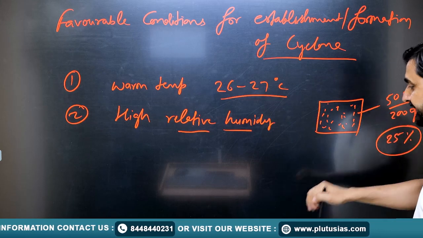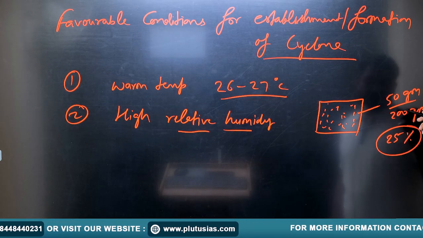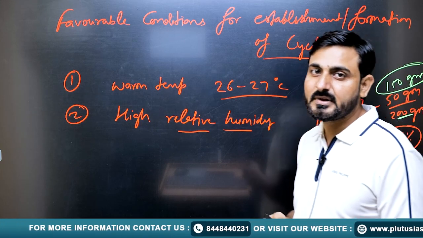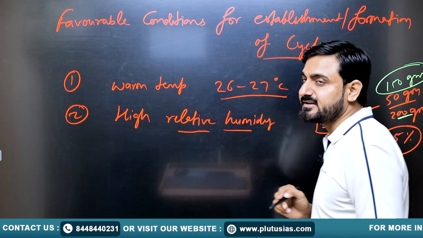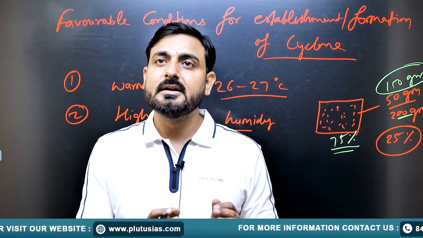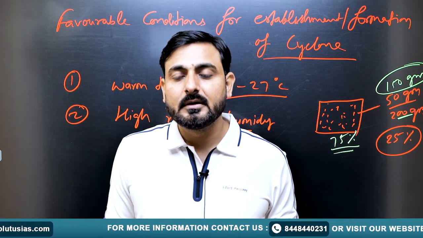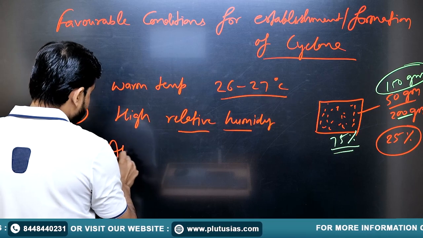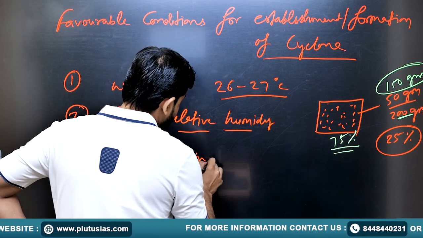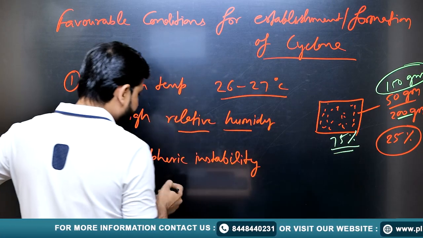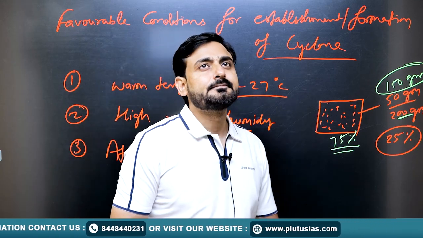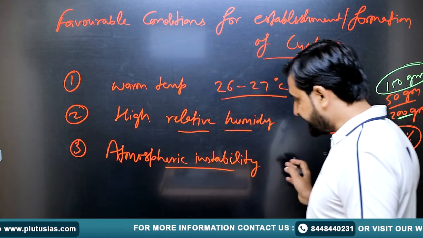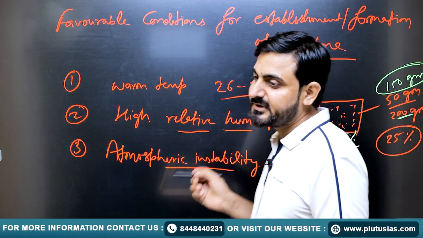For the formation of a cyclone, this air column should consist of near about 150 gram of water out of a total holding capacity of 200 gram. Means near about 75%, and that is a favorable condition for the formation of a cyclone. So the higher the humidity, the more chances for the formation of a cyclone. Now moving to another factor, that is atmospheric instability. This atmospheric instability is generally caused over the ocean and coastal regions, and tropical oceans and tropical areas. So the higher the instability, the higher the chances for the formation of a cyclone.